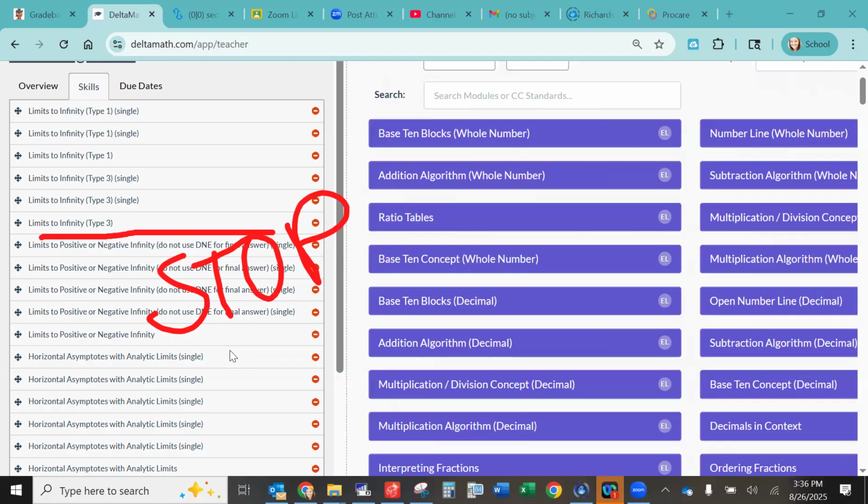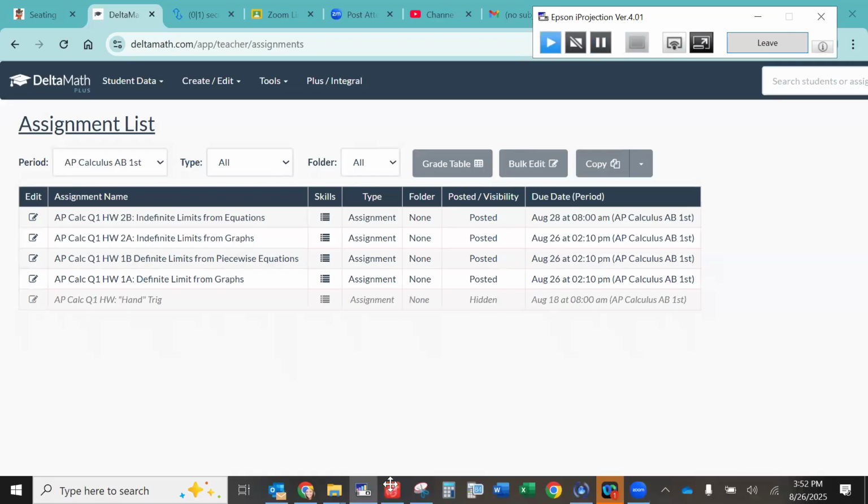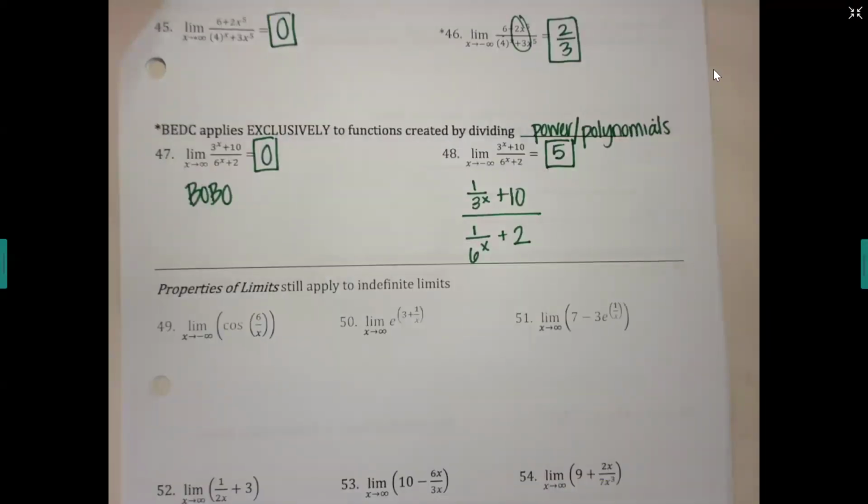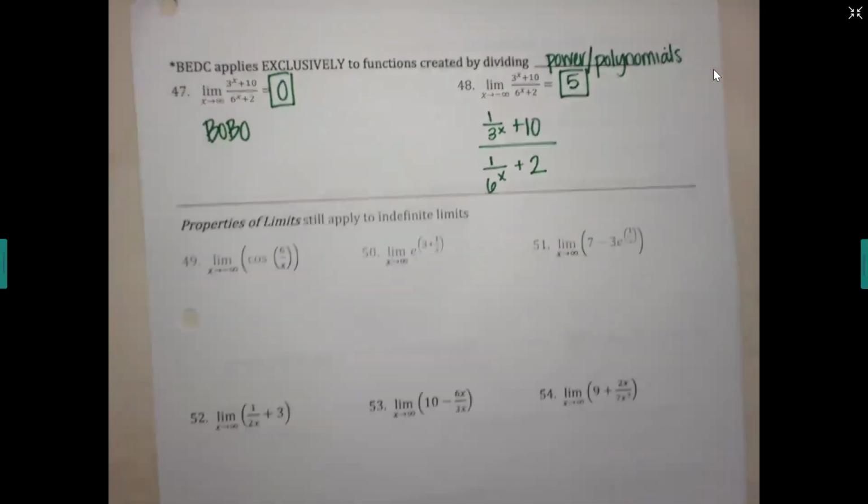Sorry. What's type 3? You can do the type 1s and type 3s. Number 2.